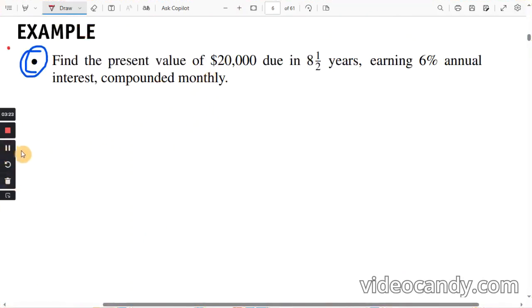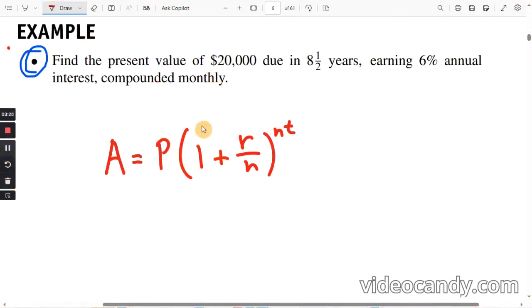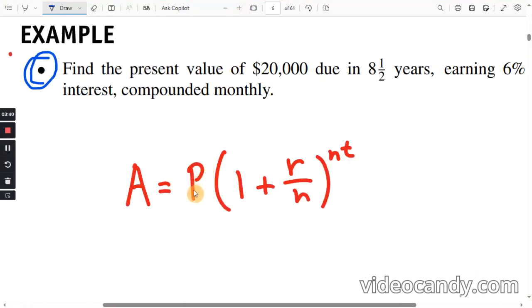Hit pause and try this one here. You're going to use this formula again, but in this case, they're looking for the present value, so you want to solve for P. This is really the same formula, but we're working backwards. The present value is what we are looking for. That is P. The present value would be the principal amount that you invest. And 20 grand is what you end up with. That's what you accumulate after that investment.